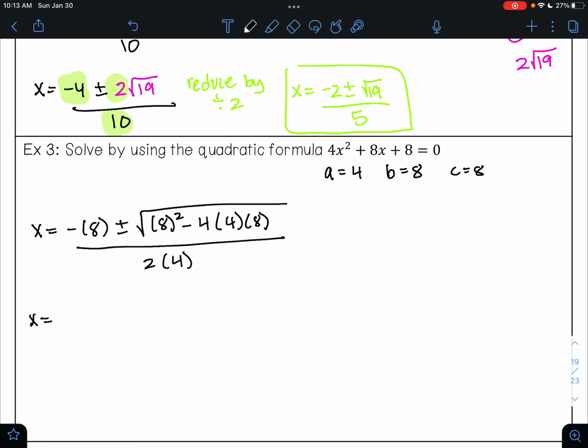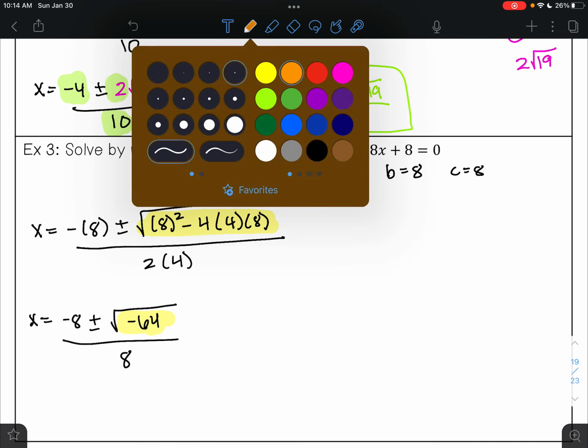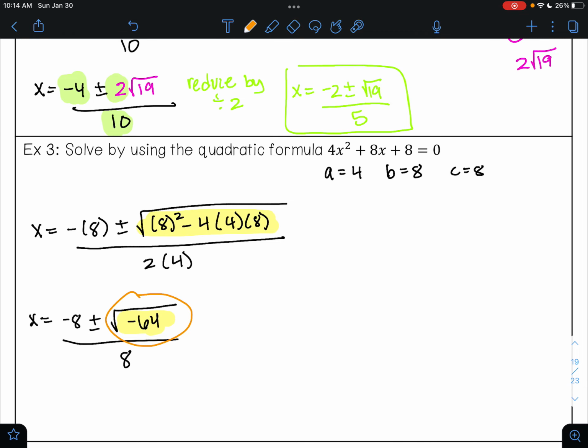So if I start simplifying, negative times 8 is just negative 8 plus or minus the square root of. If I go ahead and calculate this discriminant here, I'm going to have, let's see, 8 squared minus 4 times 8. And I get, inside of my square root symbol here, negative 64 divided by 2 times 4 is 8. Now, when I go ahead and look at this, I have the square root of negative 64.